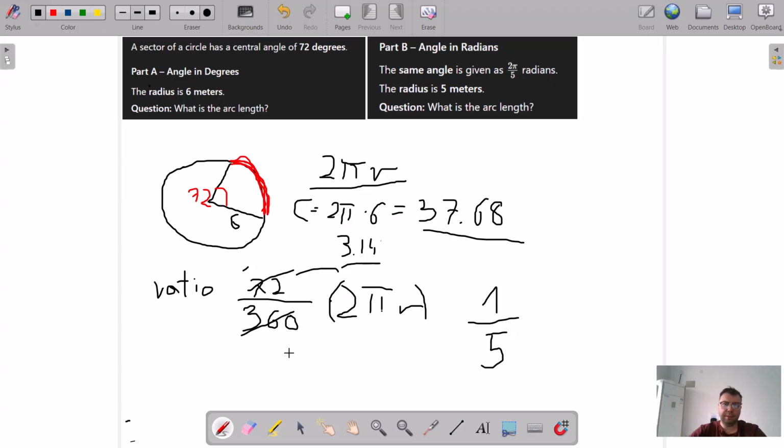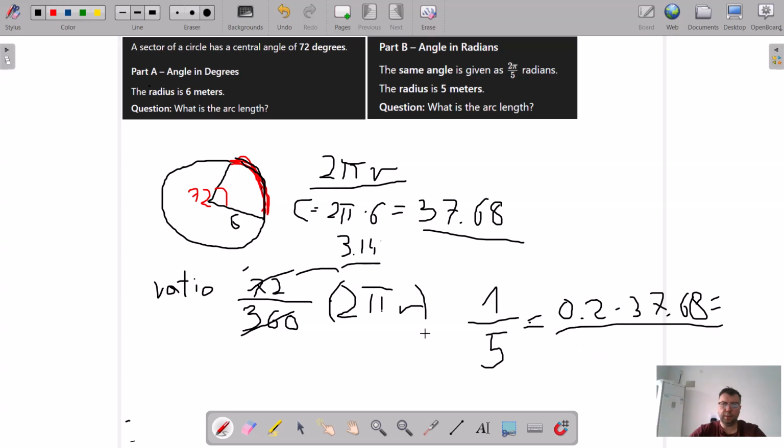So we see that this ratio is 1/5, which means that this arc will be 5 times smaller than the whole circumference. So we need to multiply by 1/5. You know that 1/5 equals 0.2. So 0.2 times 37.68. It will be 5 times smaller.